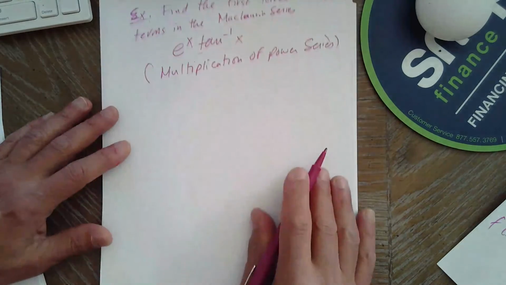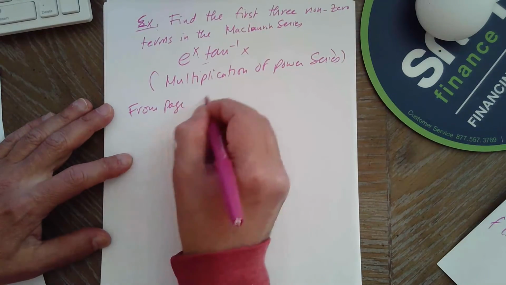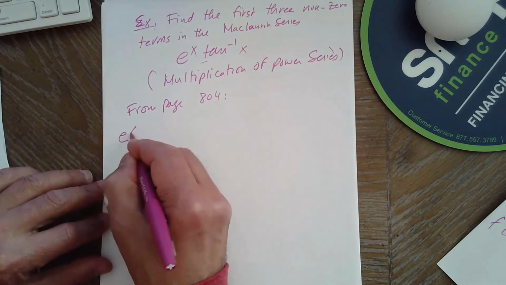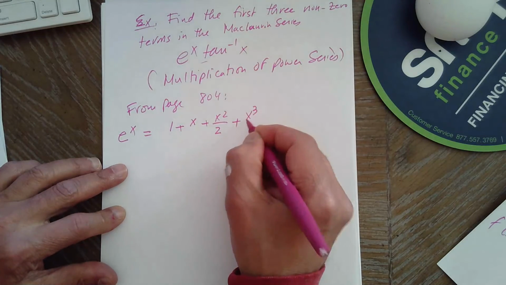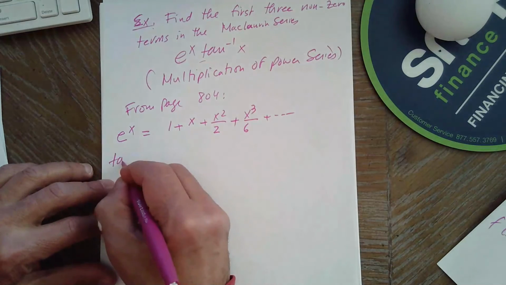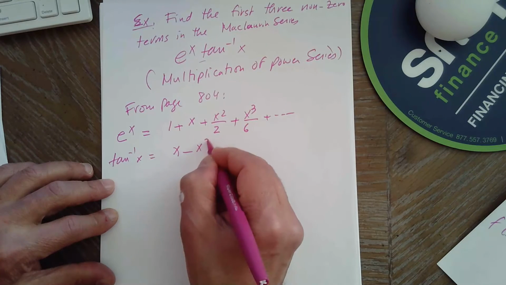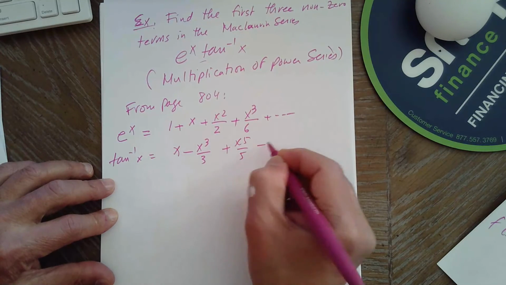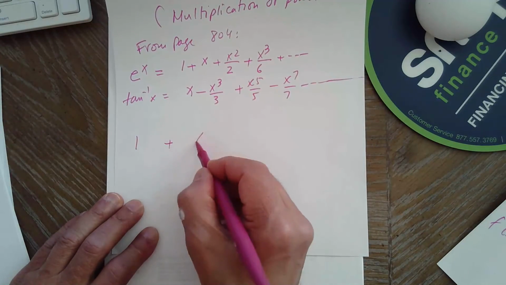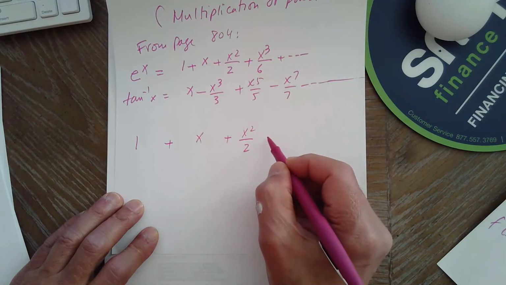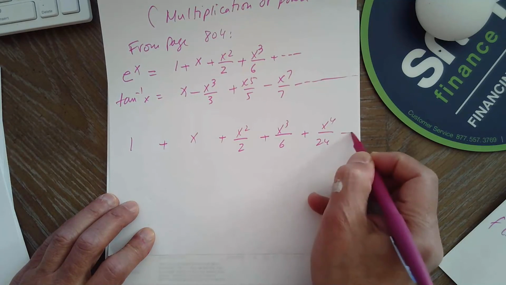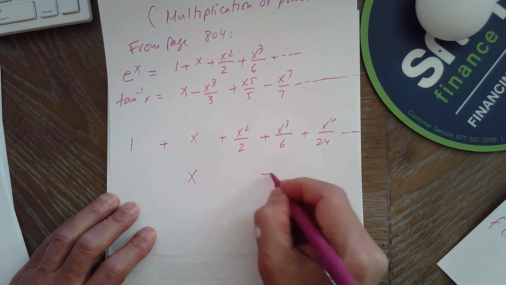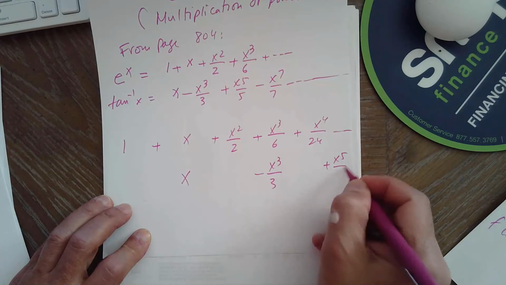We have e to the x and tangent inverse of x from page 804. e to the x is 1 plus x plus x squared over 2 factorial, x cubed over 3 factorial, and then tangent inverse x is x minus x cubed over 3 plus x5 over 5 minus x7 over 7. So to multiply them, 1 plus x plus x squared over 2 plus x cubed over 6 plus x4 over 24, and then x minus x cubed over 3 plus x5 over 5.